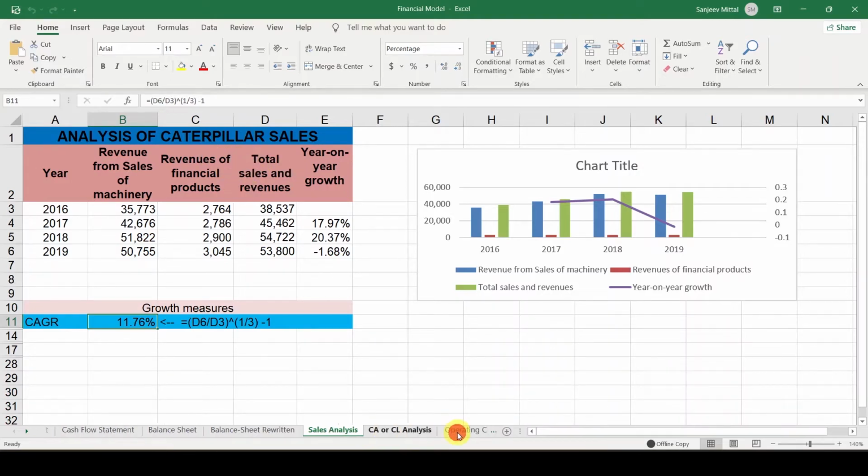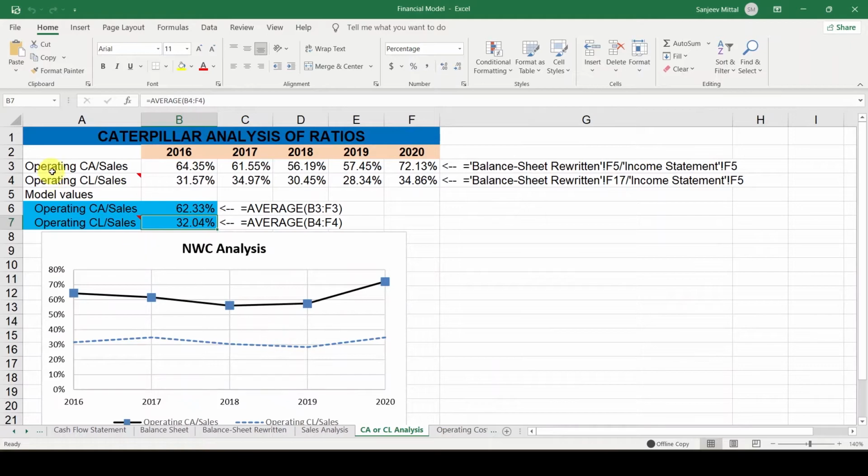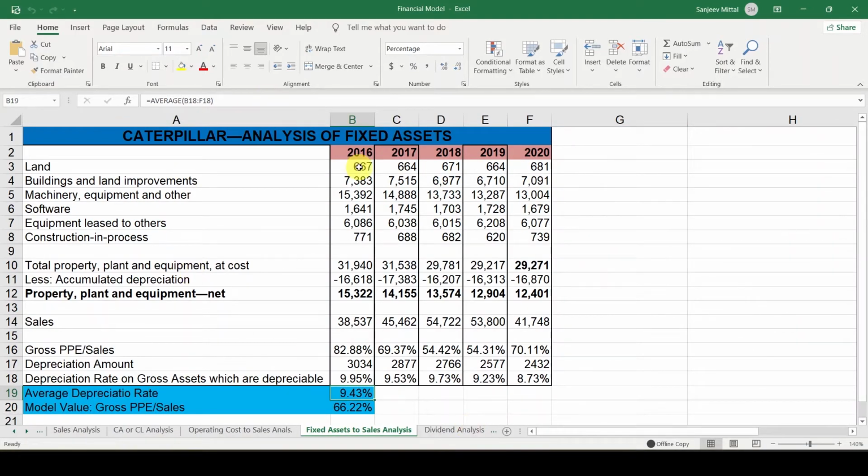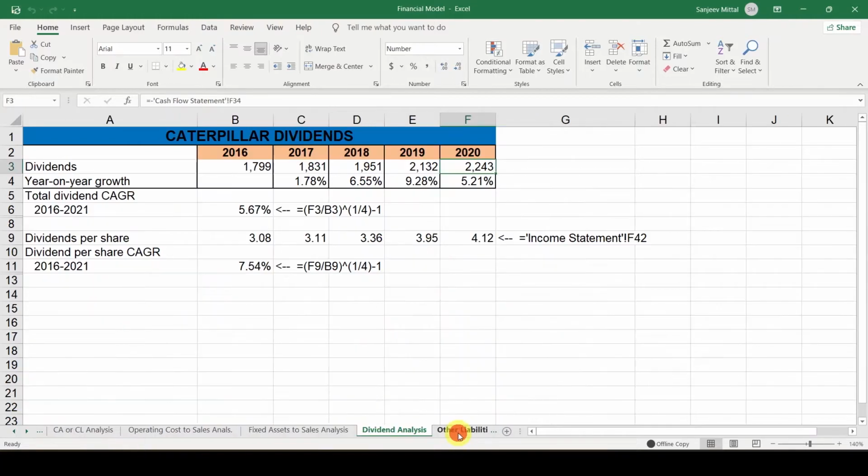After that, we shall go and find our current assets to sales ratios and our current liability to sales ratios. Once we have done that, we shall find our operating cost to sales ratios for our modeling purpose. After that, we shall model our fixed assets for Caterpillar Incorporation. As you can see, we shall model the depreciation rate and our property, plant and equipment to sales ratio. After that, we shall model our dividend also.